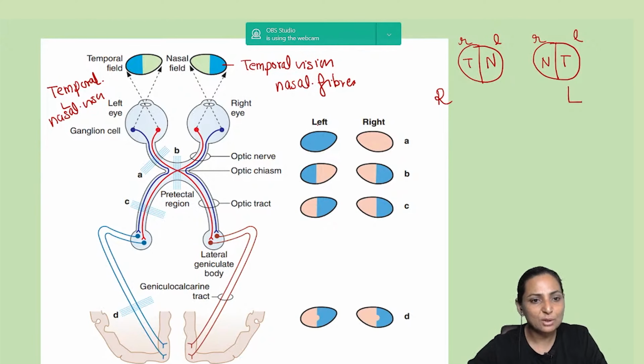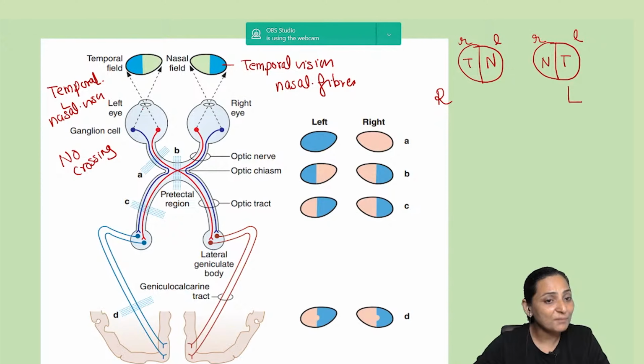Now when there is a lesion of the optic nerve, for example, which is shown over here as lesion 1, where there is a lesion in the left optic nerve. This optic nerve has fibers, that is temporal fibers and nasal fibers of the left eye itself. There is no crossing yet. So it has temporal fibers and nasal fibers of the same eye.